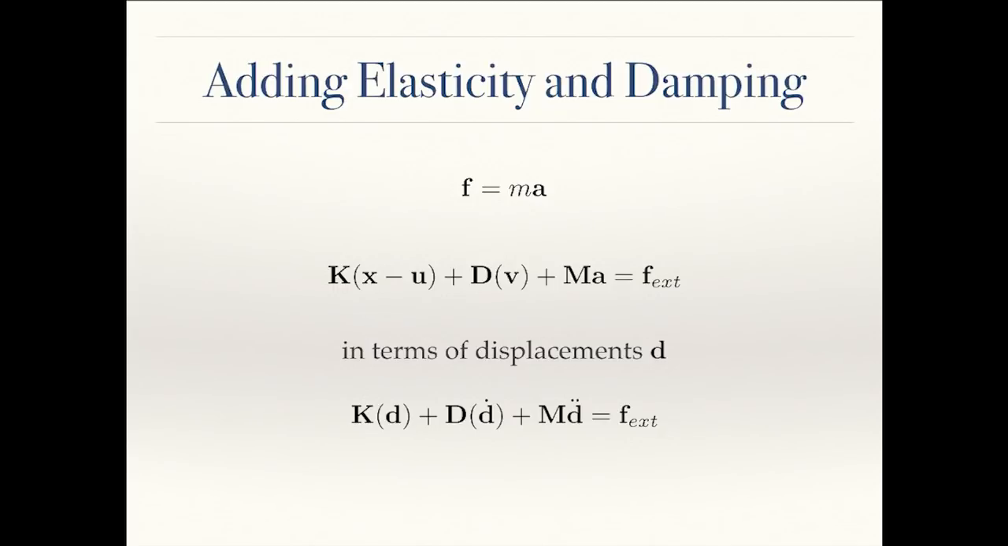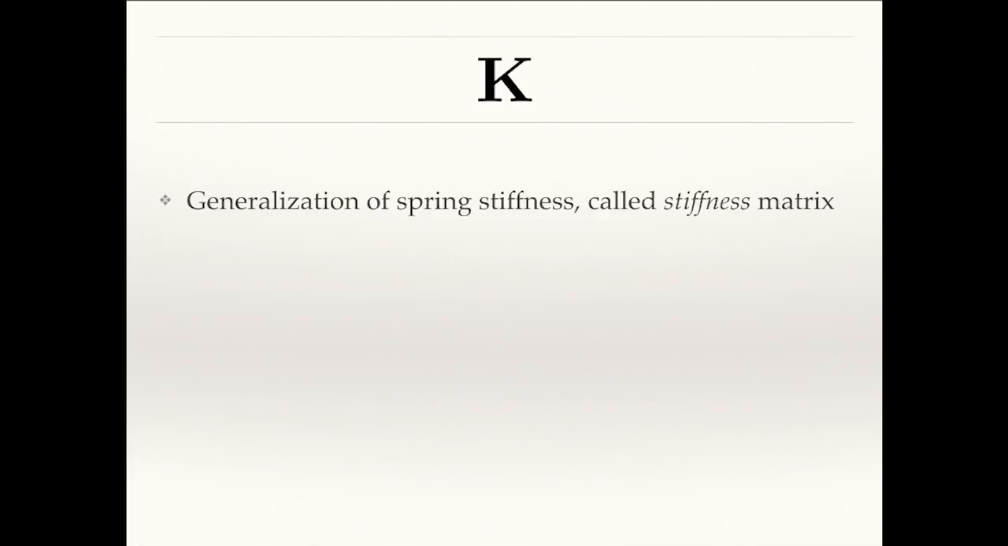I want to talk a little bit more. Okay, so here we just have F equals ma. This is a generalization to a large system. Here's our damping term, which is dependent on the velocities, and then we have our elastic forces, which are dependent on positions. I want to talk a little bit more about the matrix K.